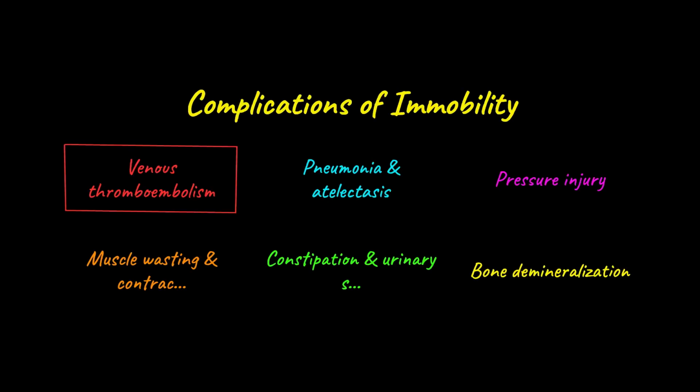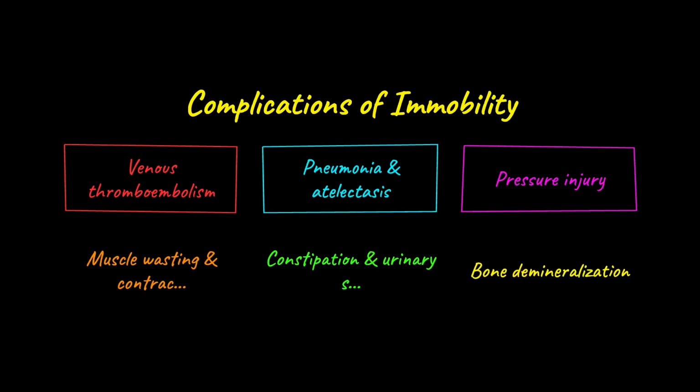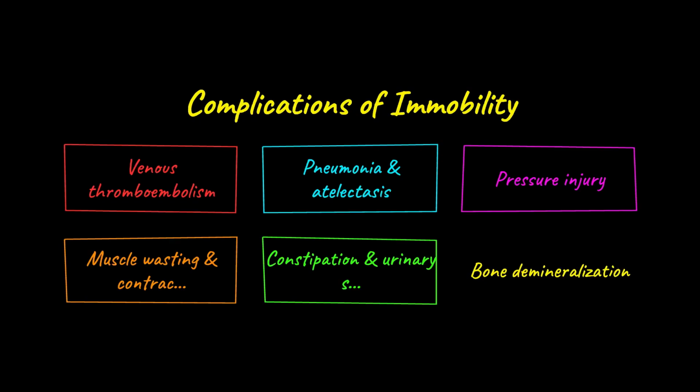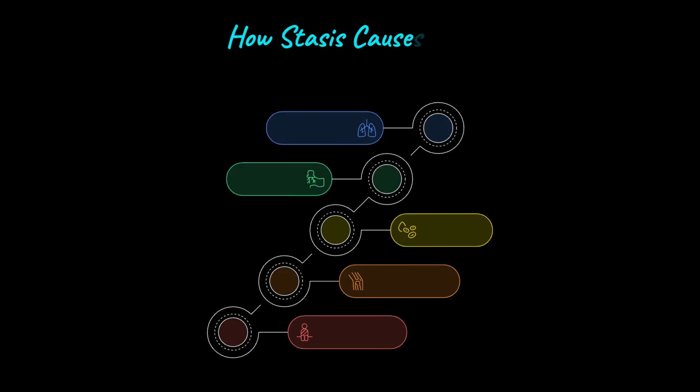Prolonged immobility doesn't just weaken muscles. It triggers predictable complications across every body system. And the most dangerous is venous thromboembolism. Bed rest affects the body all at once. Clots can form in the veins. Lungs can develop pneumonia or atelectasis. Skin breaks down into pressure injuries. Muscles waste and joints stiffen. The gut and bladder slow down, and bones lose density.